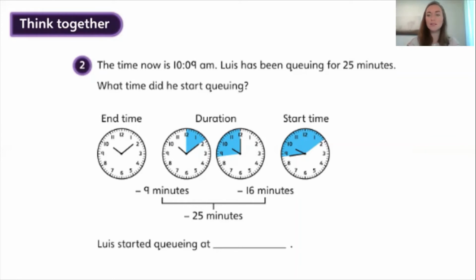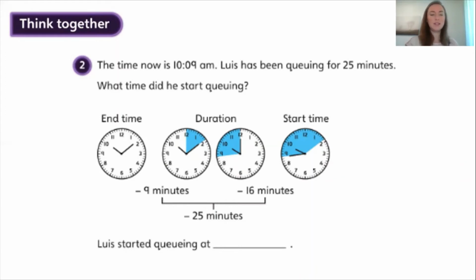So we're going to need to subtract the duration from the end time. There are some clocks here to help you out with this because we are going past the hour. 25 minutes has been split into 9 minutes and 16 minutes. We subtract the 9 minutes first to take us back to 10 a.m. and then we subtract the remaining 16 minutes. Work out now what time Lewis started queuing and then come back to the video when you're ready for an answer.